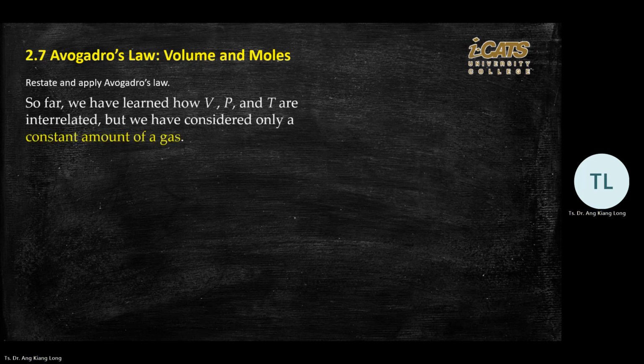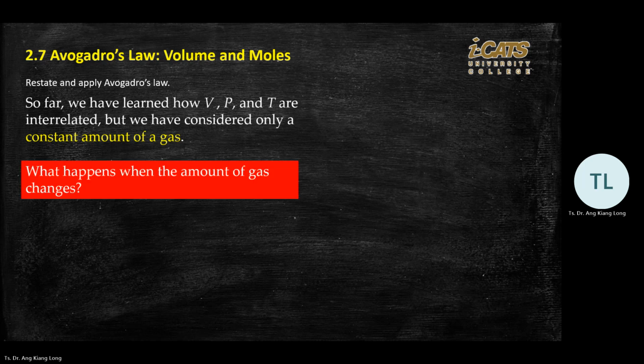So just now, combined gas law is amount of gas constant. What happens if something changes, which is the amount of gas changes? We'll use Avogadro law.